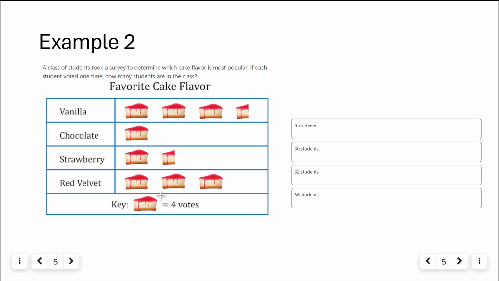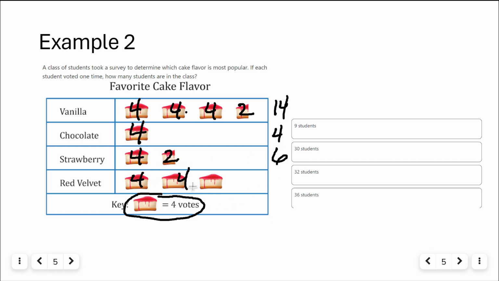This key says each piece of cake represents 4 votes. Okay, so every cake isn't 1. Every cake is 4. So that's 4, that's 4, that's half a cake, so that's 2. So that means 4, 8, 12, 14 people voted for vanilla. 4 people voted for chocolate. 4 and 2, 6 people voted for strawberry. And 12 people voted for red velvet.